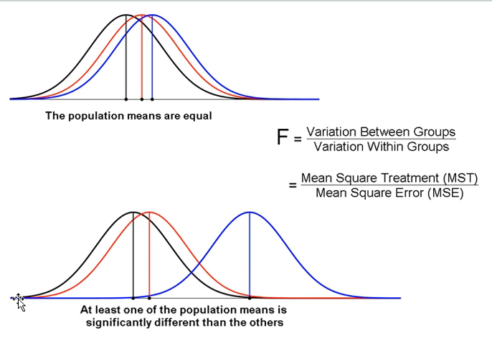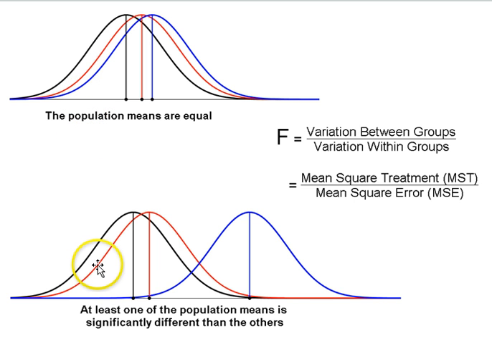What we're doing is we're going to take the variation, the spread of the black distribution, the spread of the red distribution, the spread of the blue distribution, and basically average them. So we get an average of the spread within each group. Notice that for the top, that would be a certain value. The spreads are all about the same, so the averages will be about the same.